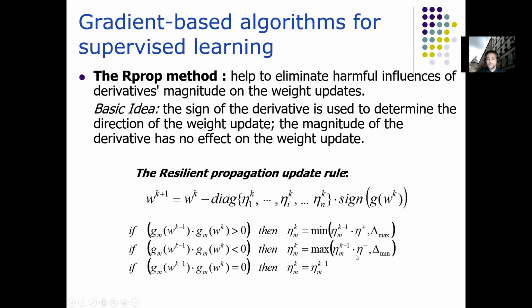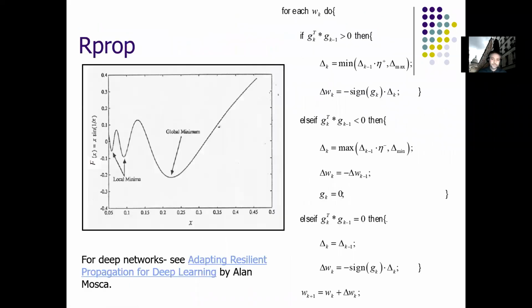This is eta plus. In the second case, there's a factor which decreases the value of the learning rate. That's eta minus. So the values of the learning rate at each time step are increasing or decreasing depending on how the derivative changes. If it has a positive sign or a negative sign, this is going to cause an increase or decrease of the learning rate.